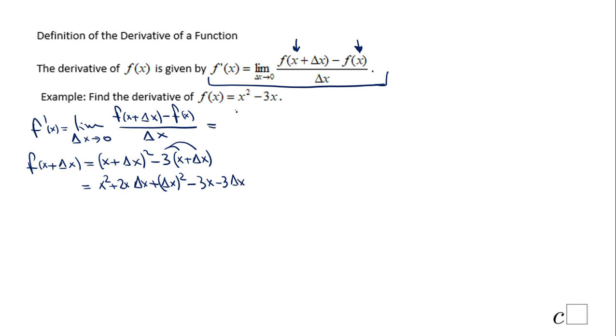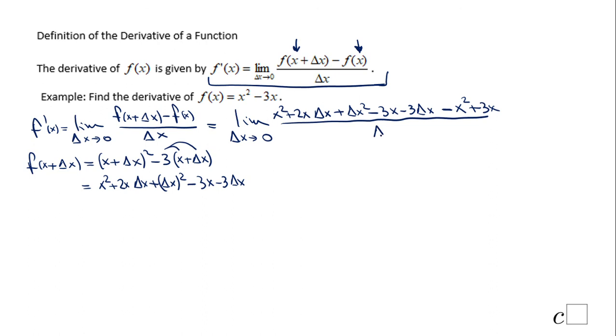So we can go back to this limit, and we have the limit when delta x approaches 0, and let's replace f of x plus delta x with x squared plus 2x delta x plus delta x squared minus 3x minus 3 delta x, minus f of x, minus x squared, and be careful here, plus 3x, over delta x. And let's see what's happening here. The first thing you should notice, the x squared cancels out, and also negative 3x and positive 3x. So what we have now is the limit when delta x approaches 0 of, and here we can factor out the delta x in the numerator, and we have delta x times 2x plus delta x minus 3 over delta x.